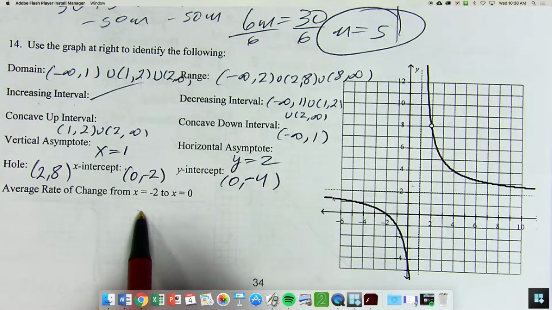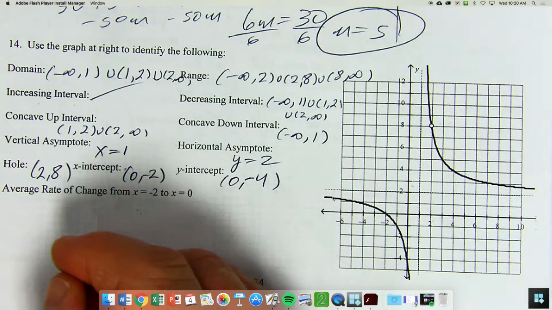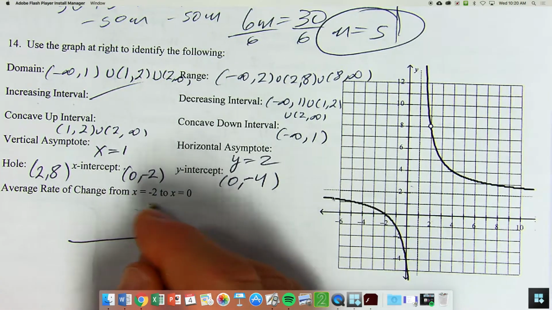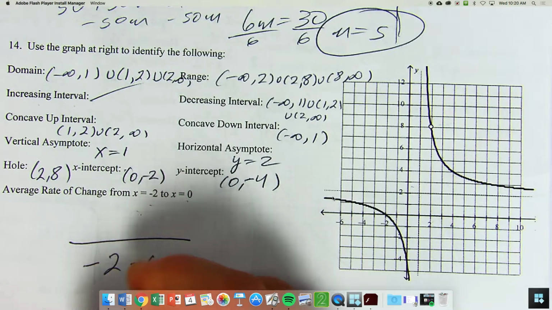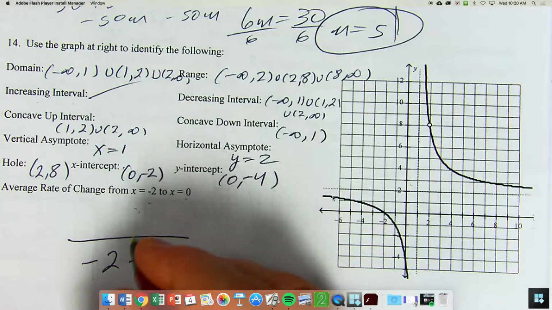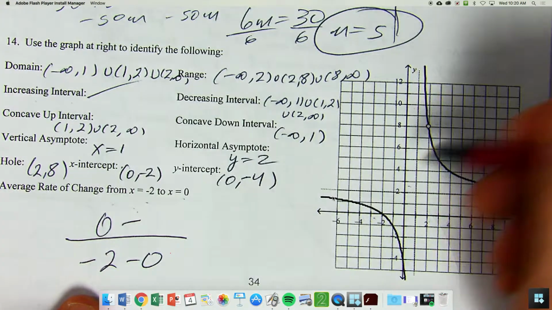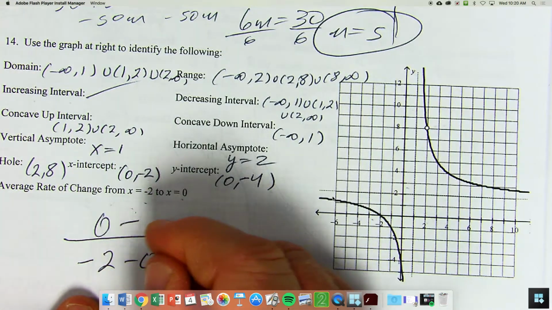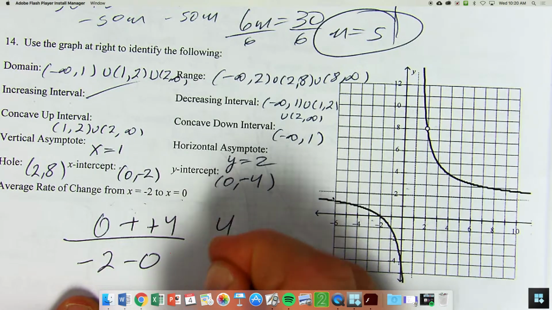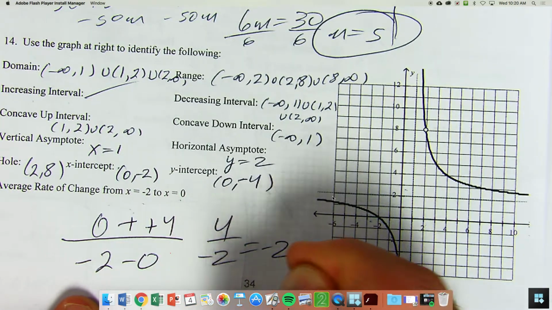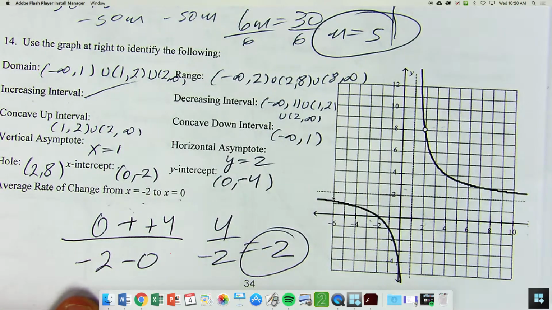Average rate of change from negative 2 to 0. On the bottom, from negative 2 to 0, you can go negative 2 minus 0, that's fine. At negative 2, find the value, which is 0. And at 0, find its value, which is negative 4. So that's going to give 4 over negative 2, which is negative 2. There's your average rate of change. Done.